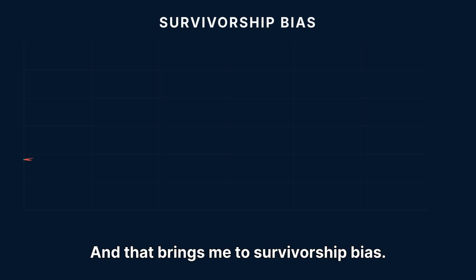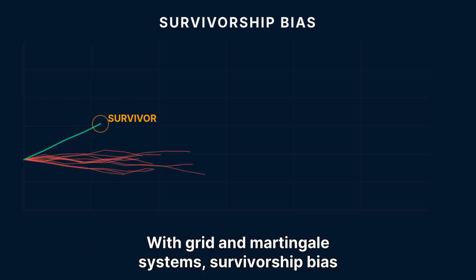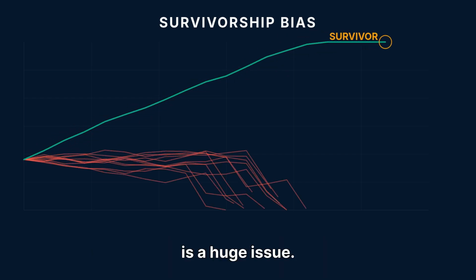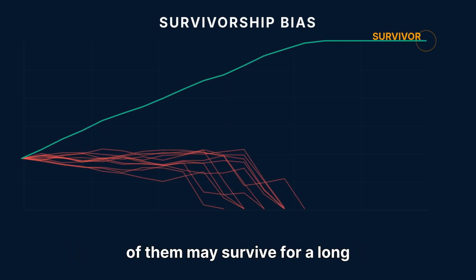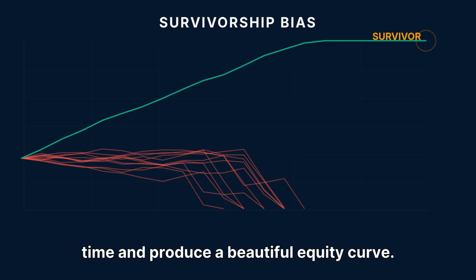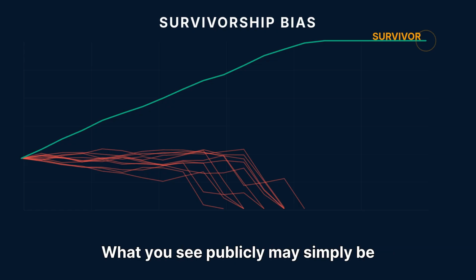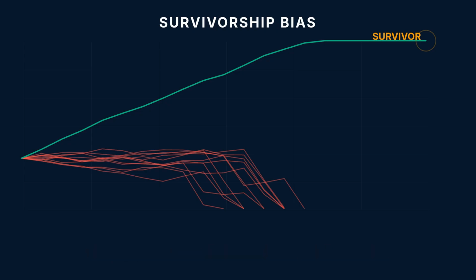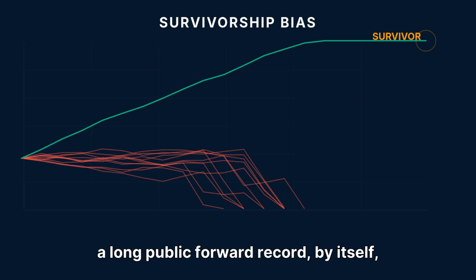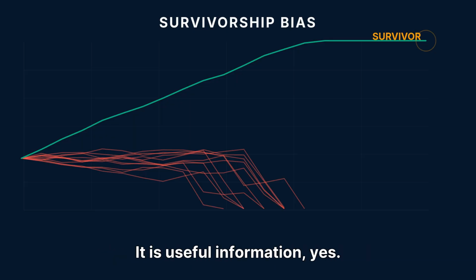And that brings me to survivorship bias. With grid and martingale systems, survivorship bias is a huge issue. If enough accounts are tested, eventually one of them may survive for a long time and produce a beautiful equity curve. What you see publicly may simply be the one successful survivor, while all the failed variations remain invisible. That is why I do not treat a long public forward record by itself as proof of long-term robustness. It is useful information, yes, but it is not enough.